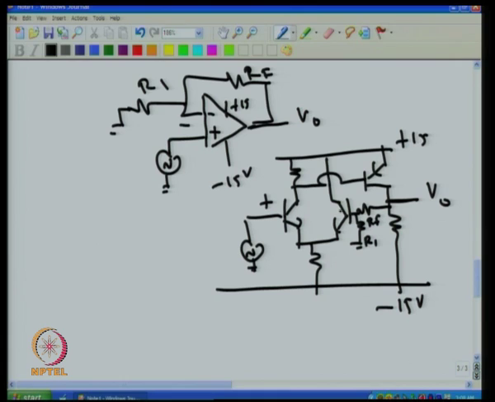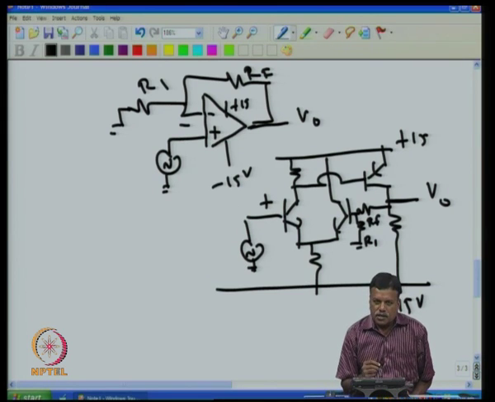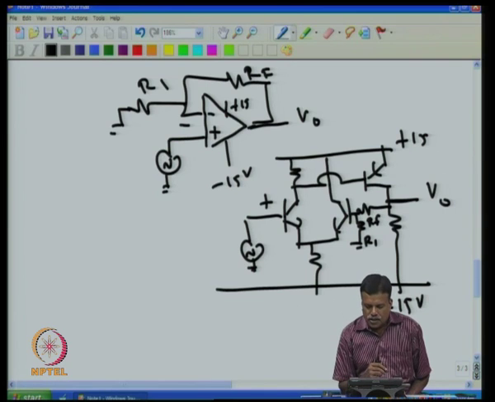So, one can now use this as a building block and then change these resistors to get whatever gain that you want. This was a wonderful thing, and obviously it was a big hit, and in fact electronics started growing after this one only.